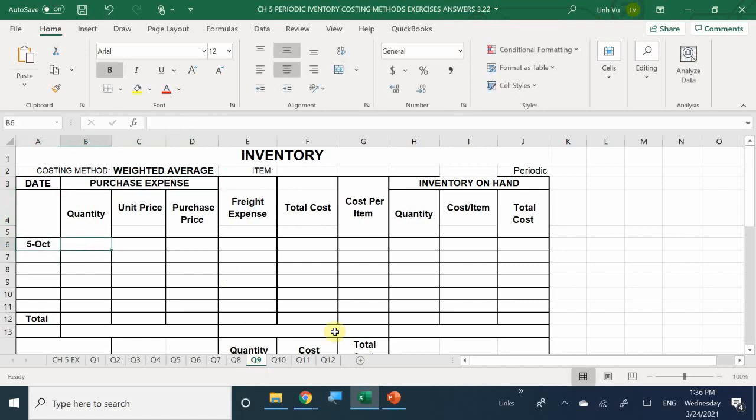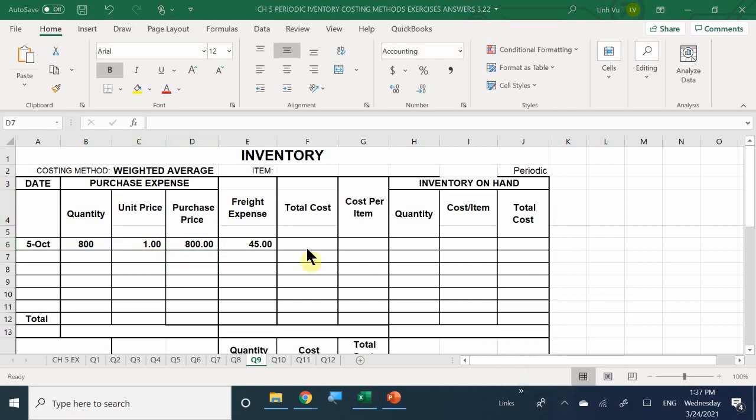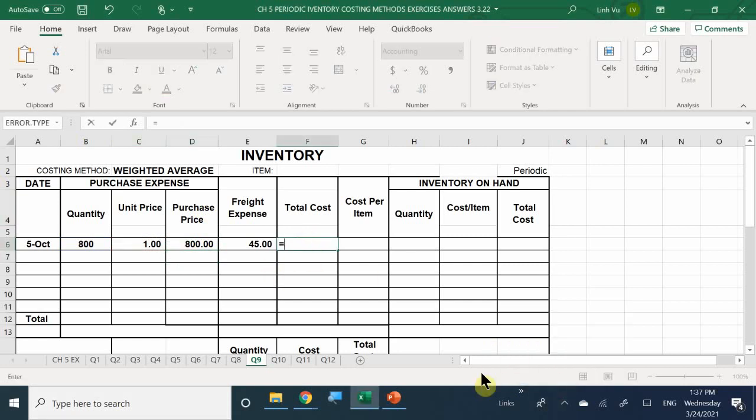October 5th, we purchased 800 units at $1 each with a freight of $45. So I'm going to format my cells here. What is my purchase price going to be? $800, right? It's your quantity times your unit price to give you $800. What about my total cost? $845. So you take your purchase price plus your freight to give you 845.